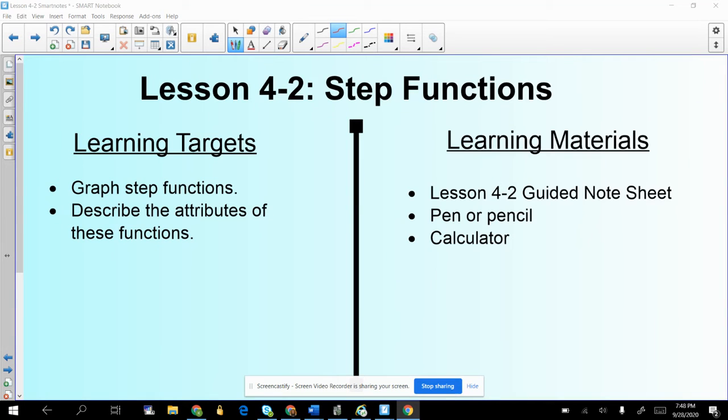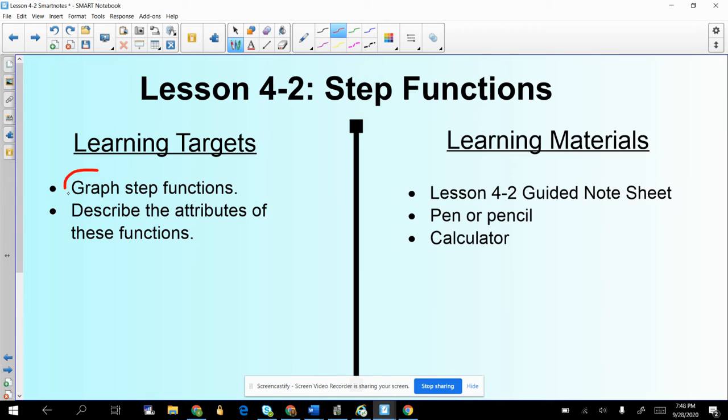Hey everyone, today we are going to do lesson 4.2, which is about step functions. We are not going to be doing this one out of your Springboard book, so instead you'll want the lesson 4.2 guided note sheet that I've posted in Google Classroom. If you have access to a printer, that would be great to have with you. If not, just have it pulled up and you can take your notes in your notebook or on a separate sheet of paper. Then you'll also need a pen or a pencil and possibly a calculator.